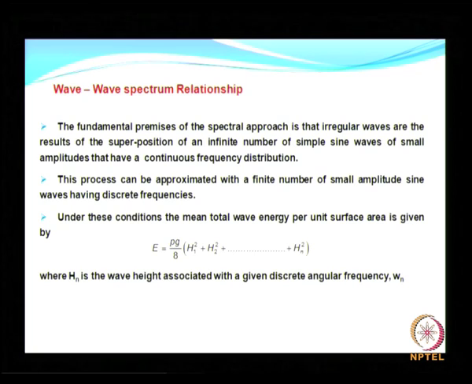Now we will get back to the statistical method, and we will understand more about statistical analysis as well as the spectral analysis of the ocean waves. So, initially here the fundamental premise of the spectral approach is that the random waves are the results of superposition of a number of sinusoidal components or simple sine waves that have a continuous frequency distribution.